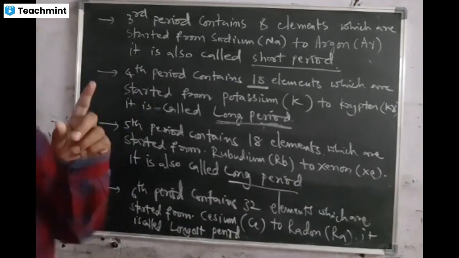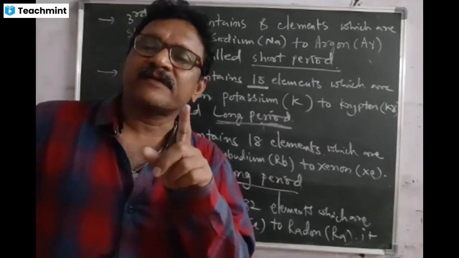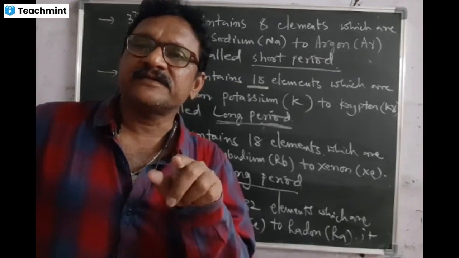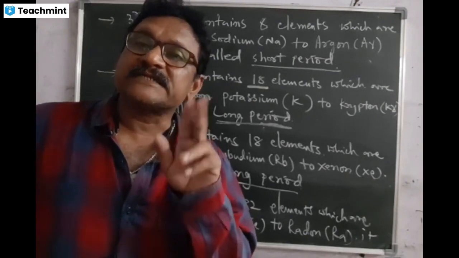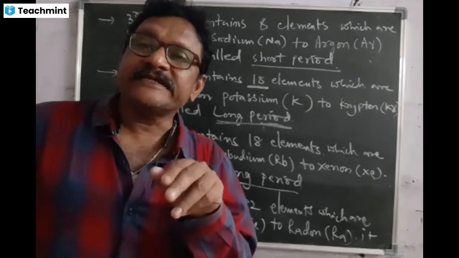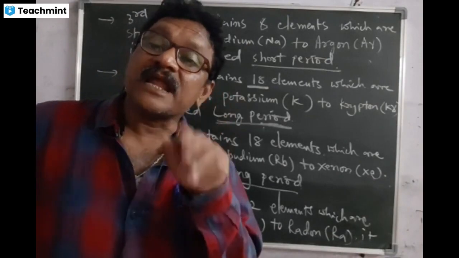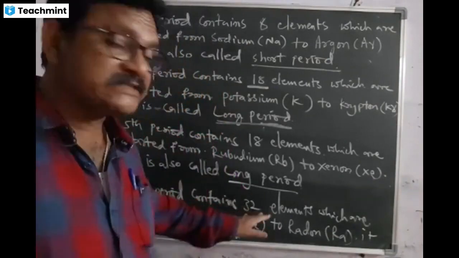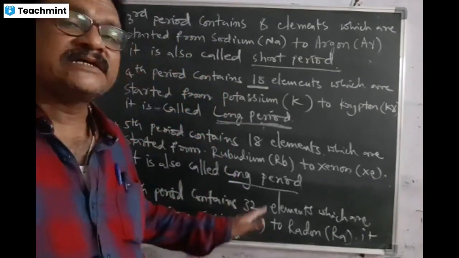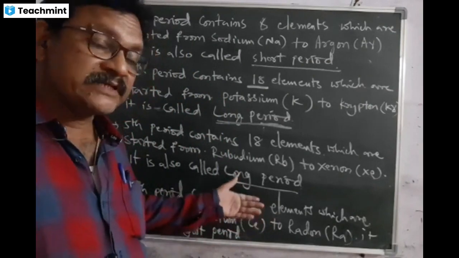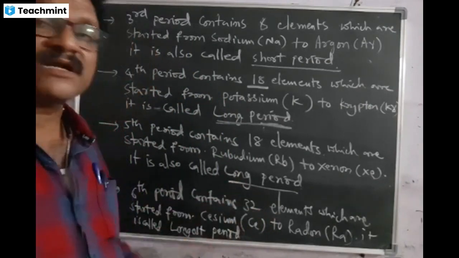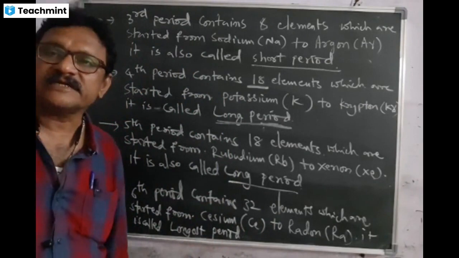So the first period of two elements is called the shortest period. Periods of 8 elements are called short periods. Periods of 18 elements are called long periods. The last, sixth period has the most elements, 32, that's why it is called the longest period. Is it clear?